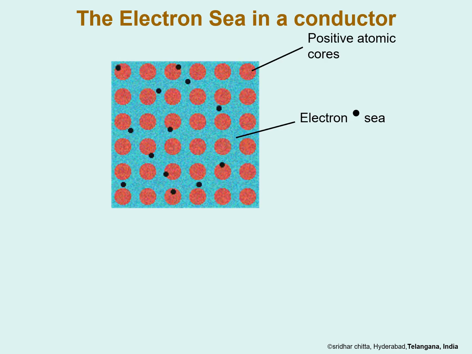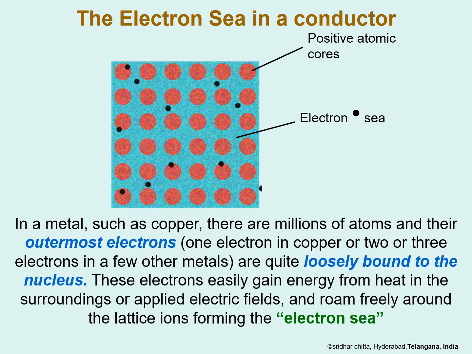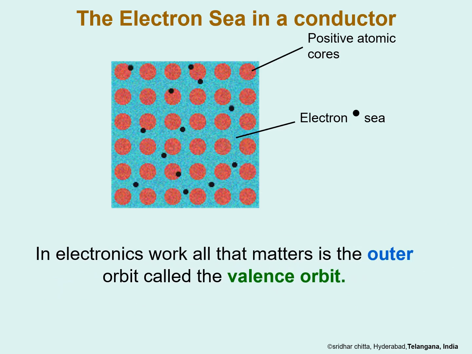The electrons sea in a conductor. In a metal such as copper, there are millions of atoms, and their outermost electrons, one electron in copper or 2 or 3 electrons in a few other metals, are quite loosely bound to the nucleus. These electrons easily gain energy from heat in the surroundings or applied electric fields and roam freely around the lattice ions, forming the electron sea. In electronics work, all that matters is the outer orbit called the valence orbit.